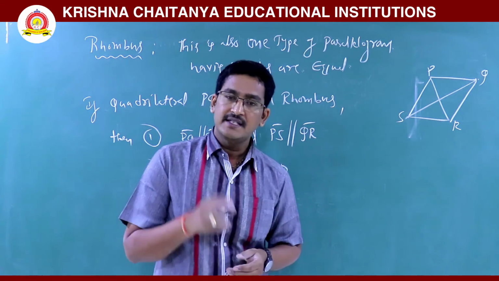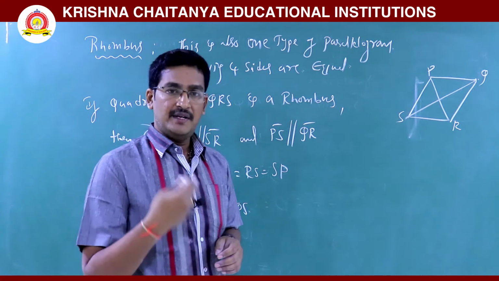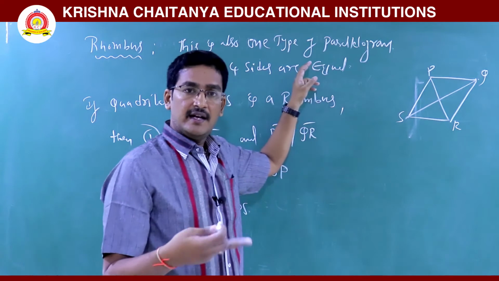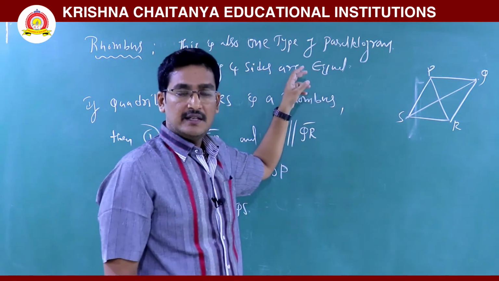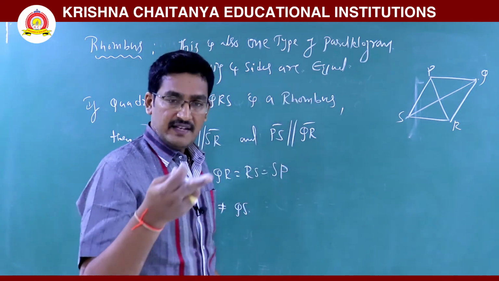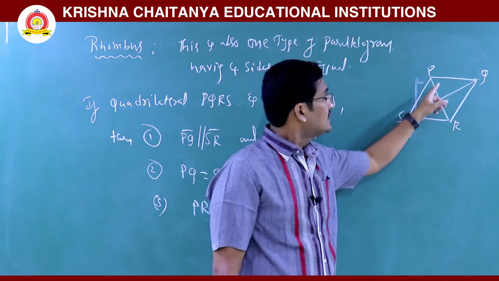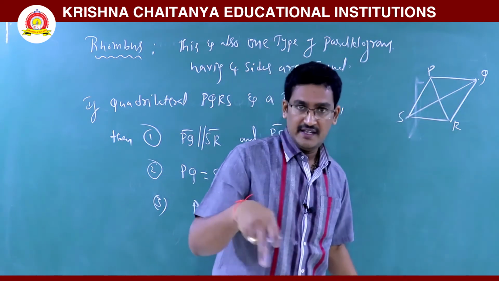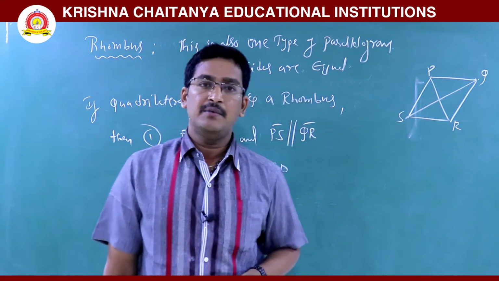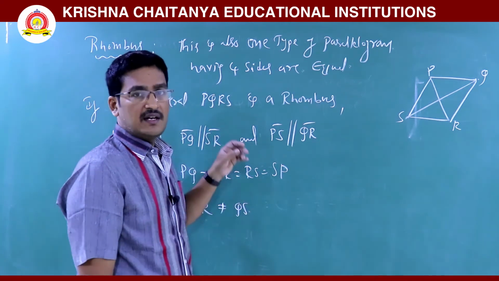What about the square? Suppose I am taking the square. The square is also one type of parallelogram, that means the square has opposite sides parallel, four sides equal, the lengths of the diagonals equal, and the adjacent sides of a square always perpendicular to each other. That is called a square. Next, one more various type I told, rectangle. It is one of the quadrilaterals.